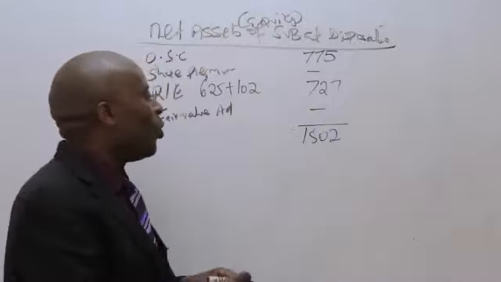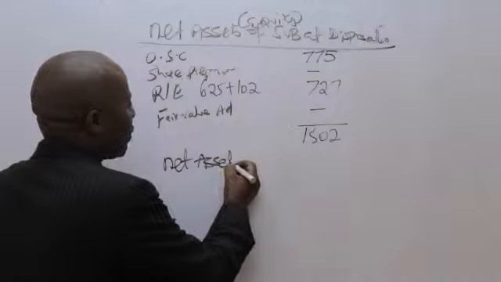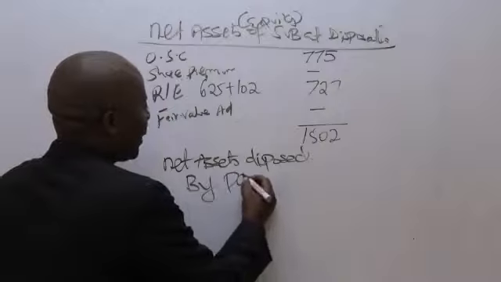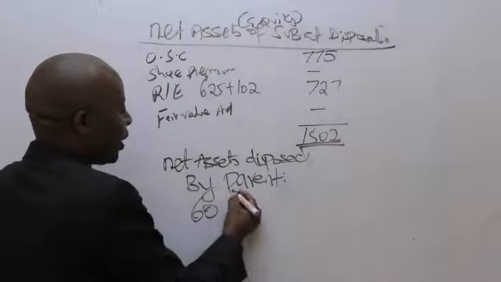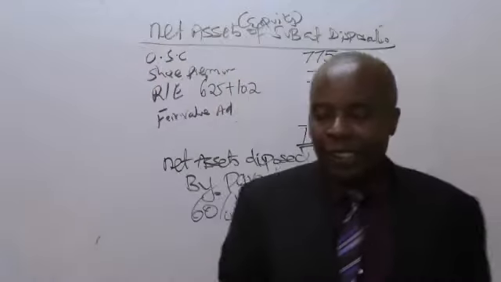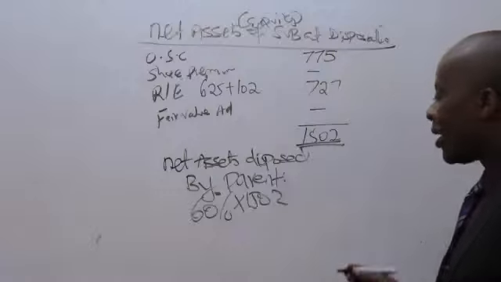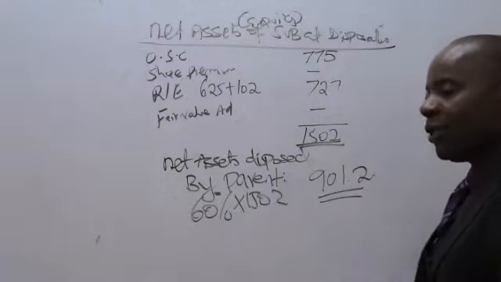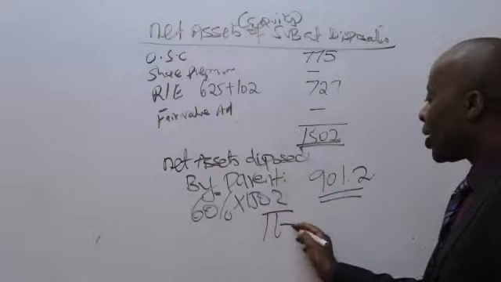So in this case, look at the net assets disposed by the parent. This I can double underline, will be 60% its share, 60% of this 1502. Is anybody able to give me this figure, 60% of 1502? So already they have a figure of 901.2.